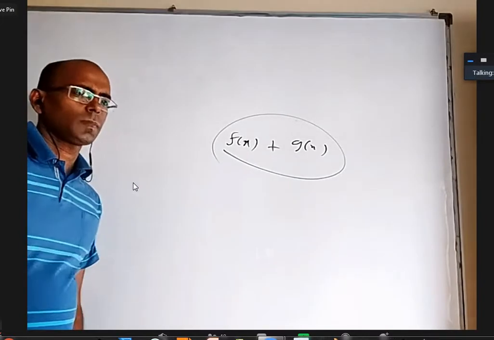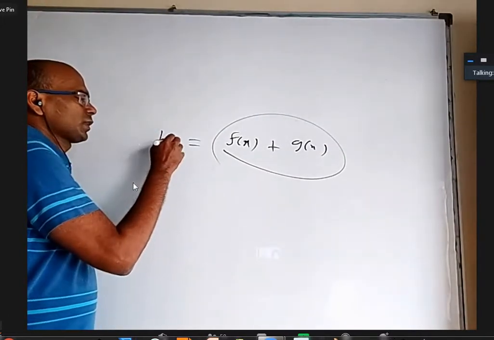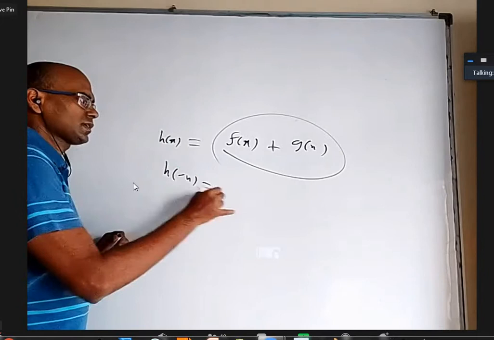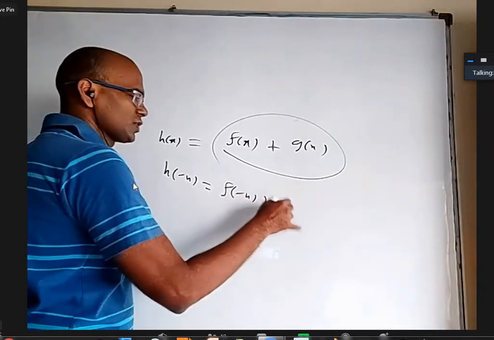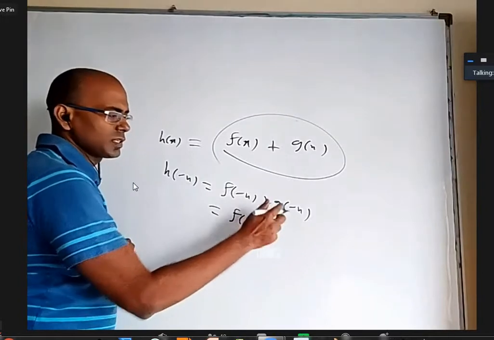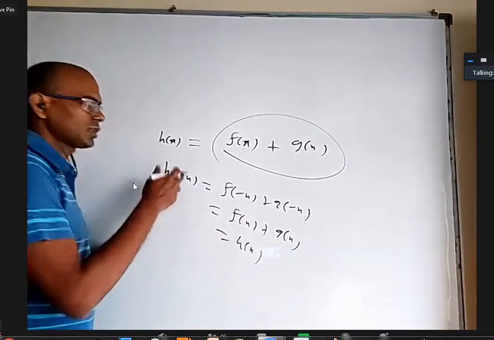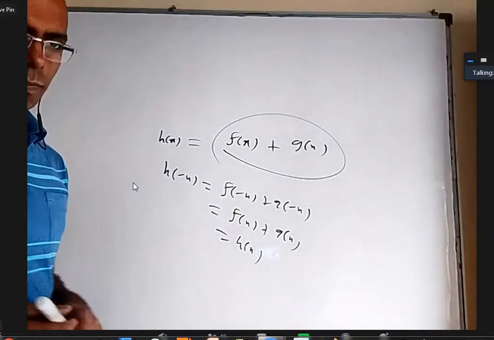Yes, sir. If you call this as h of x, when you try to find h of minus x, you'll get f of minus x plus g of minus x. Because f is even, it will be f of x only back. Because g is even, it will be g of x back. And that is together h of x. So h of minus x is h of x only.